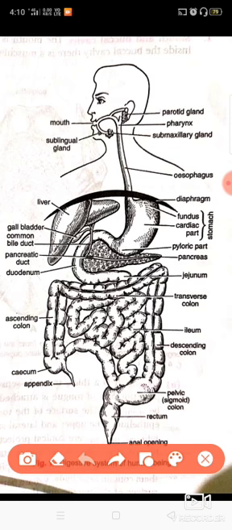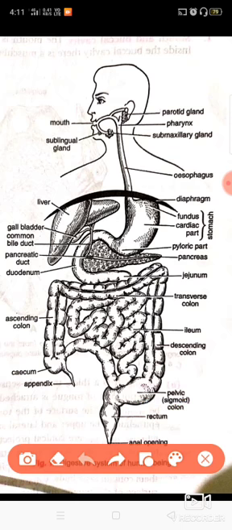Then you can find this part which is known as the sigmoid colon. It is the part of the colon which stores the waste products for a temporary period only. When all the things are absorbed and the waste is coming, the waste is stored here in the sigmoid colon. Then it goes to the rectum. Okay, rectum is the last part of the large intestine.